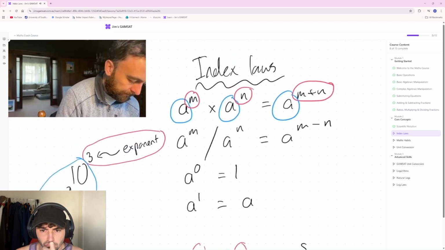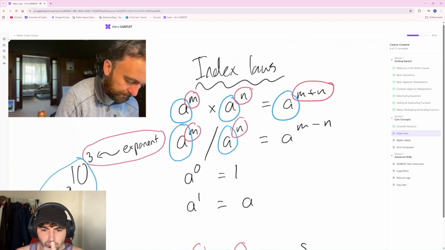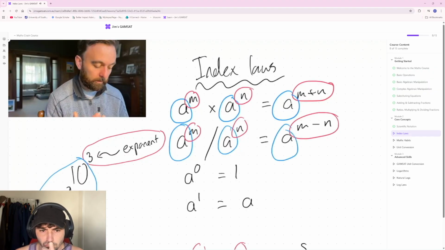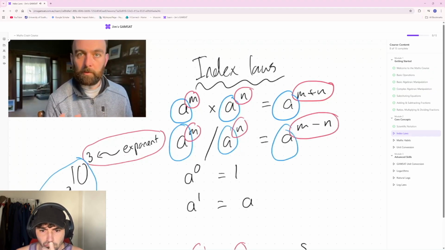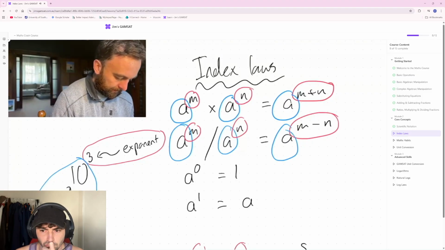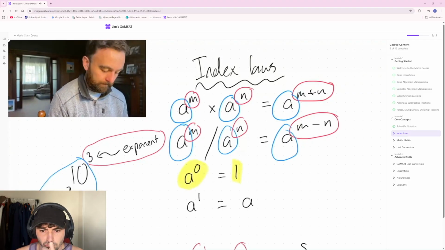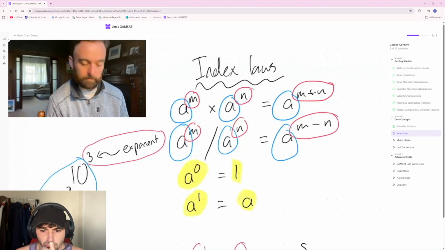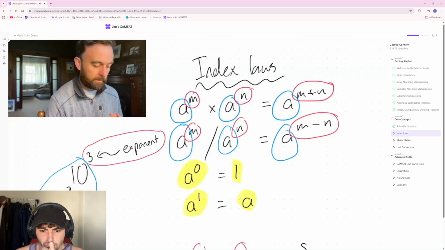Now, by the same token, if we are dividing those, we can just minus the exponents. And again, that comes back to what I talked about in the first video, of dividing being kind of glorified subtraction. Some other ones are that anything to the power of 0 just equals 1, and anything to the power of 1 just equals itself. So those are the 4 basic, really simple ones that I think we need to understand.